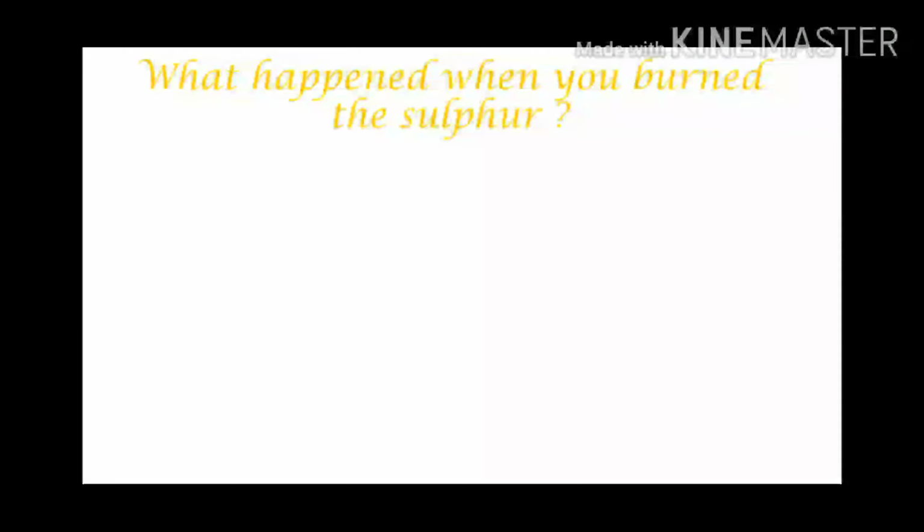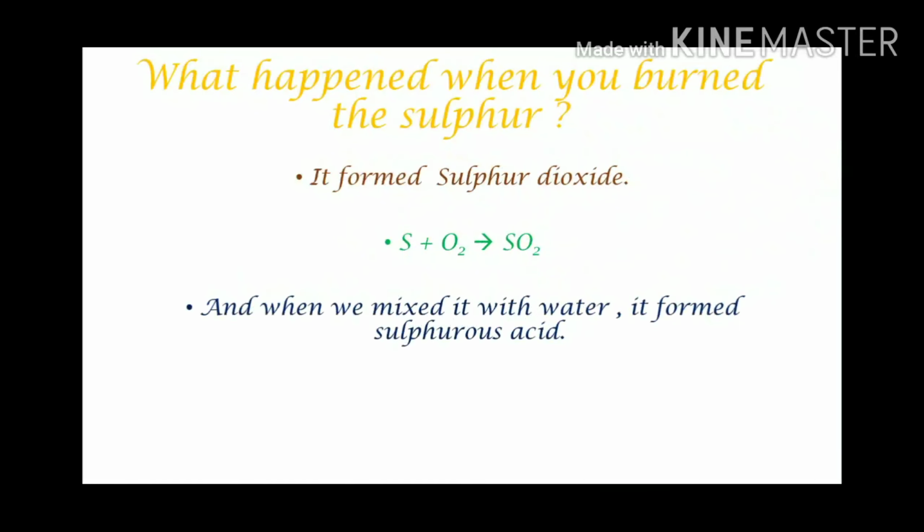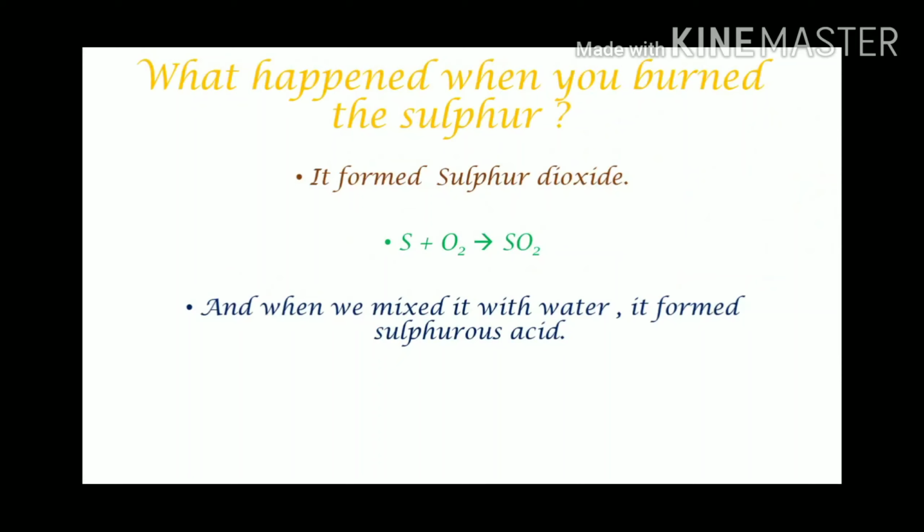What happened when you burned the sulfur? It formed sulfur dioxide. The equation is S plus O2 gives SO2, and when we mixed it with water, it formed sulfurous acid. The equation is SO2 plus H2O gives H2SO3. Let's see how it is done.